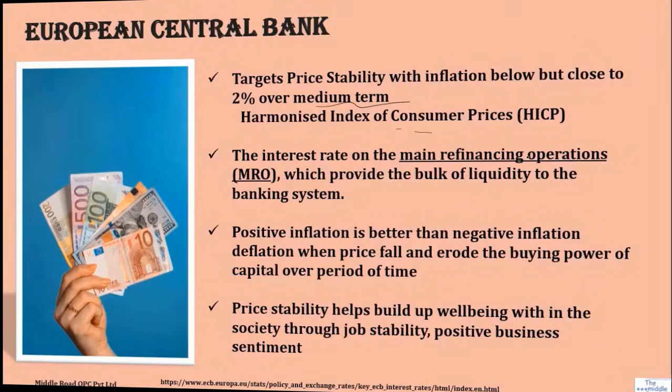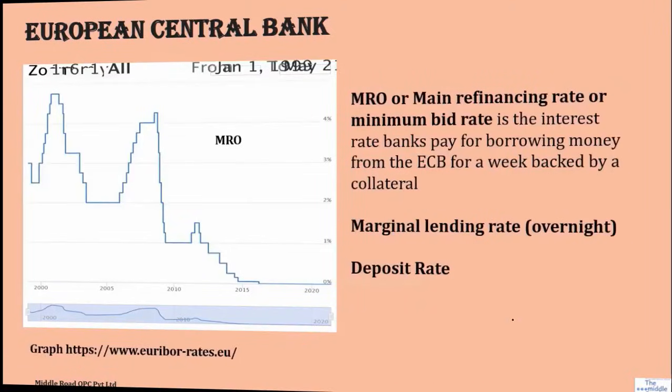Talk about why you need a positive rate, and the ECB has defined a very good way. The positive rate is better than a negative rate for deflation because it does not erode the buying power of capital over a period of time. This is the real purchasing power. I want to keep it constant or better. I will always want it to go better, or remain the same. But now I've taken the graph of how MRO, or the main refinancing rate, has moved over a period of time. Basically, you need collateral. It is what the banks pay for borrowing money from ECB for a week.